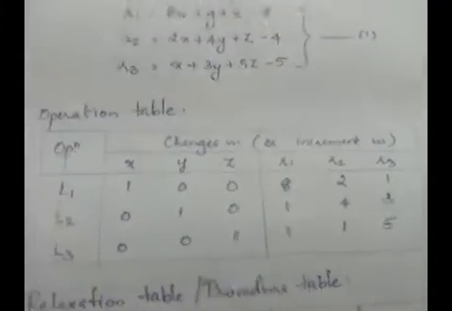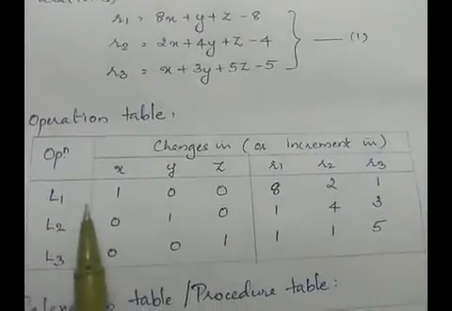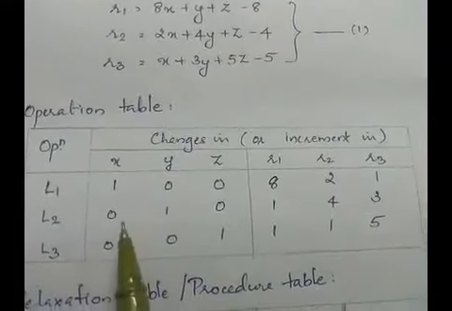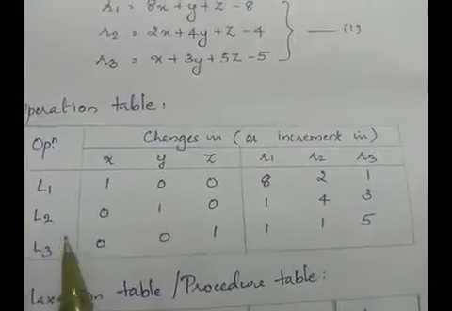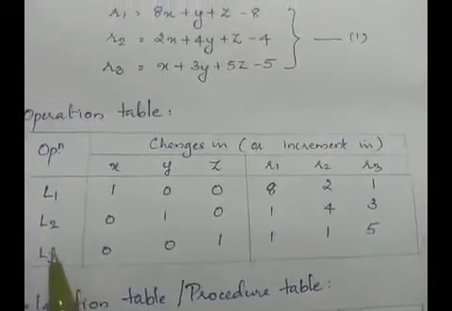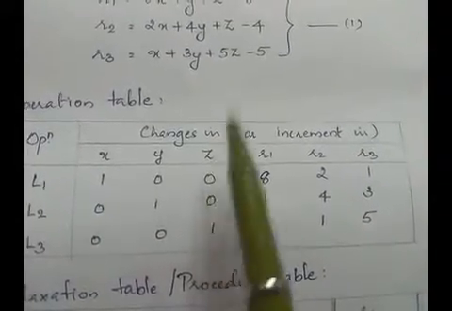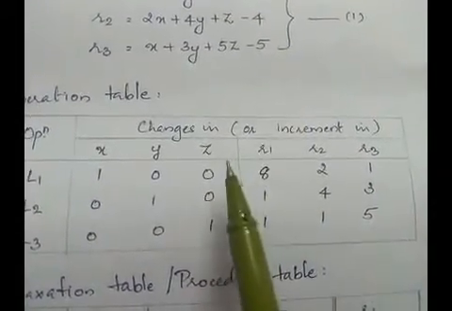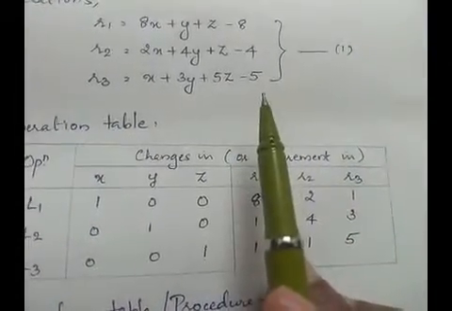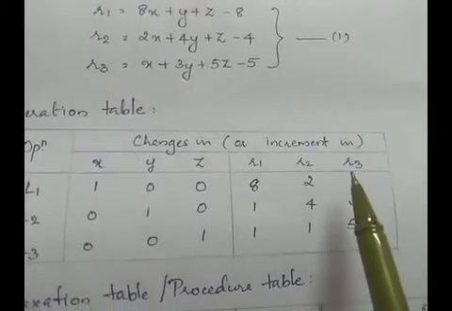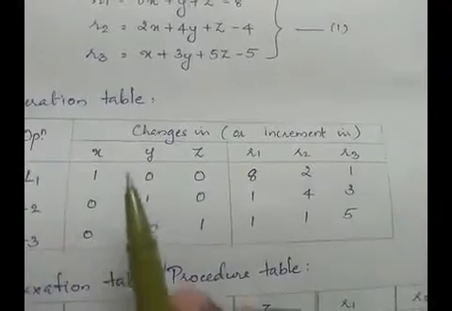Now, how to write this table? First, you have to specify the operations. That is, you have to just label the rows so that we will be able to refer to these rows using these labels. Okay, just for reference, we are labeling it. And here we have written all the unknowns which are in the given system plus the residuals. How many equations are there? We have 3 equations, so there will be 3 residuals. So the headings given here are x, y, z, and the residuals.